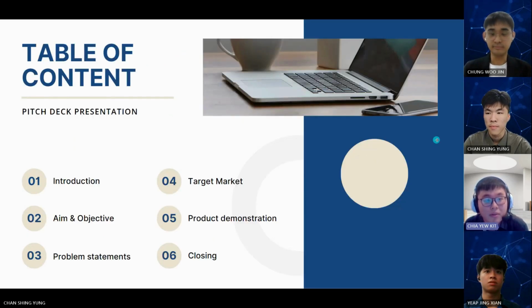So this is our table of content. We will include introduction, aim and objective, problem statements, target market, product demonstration, and the closing for this project.